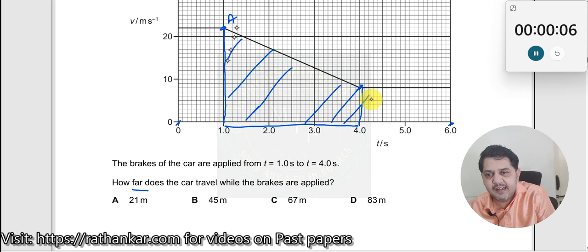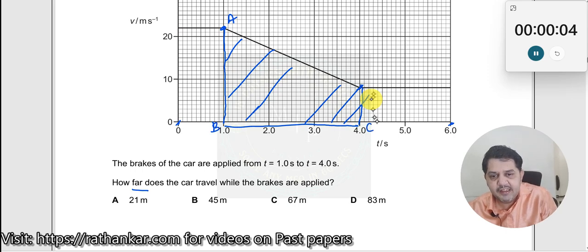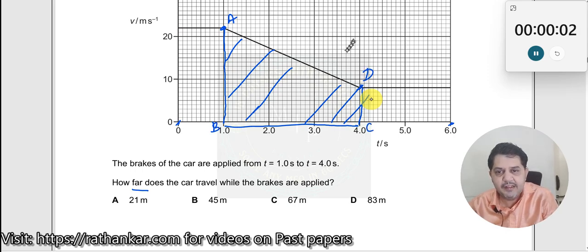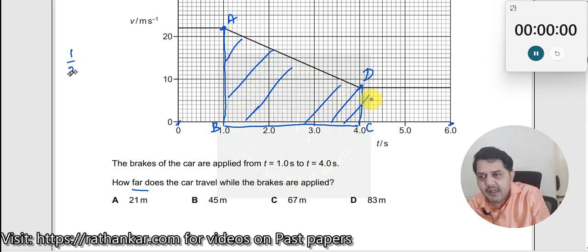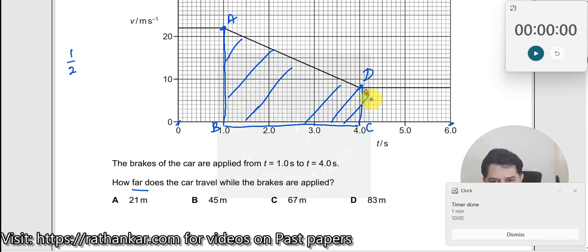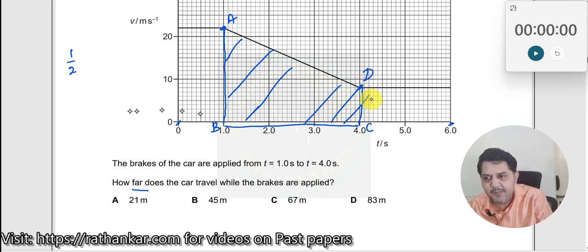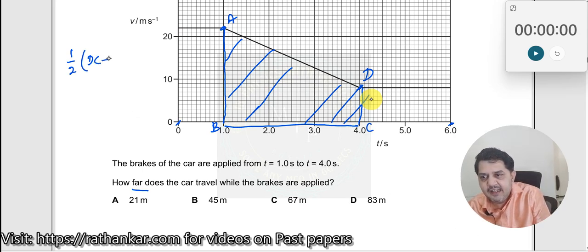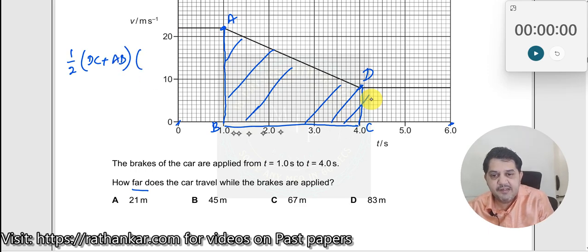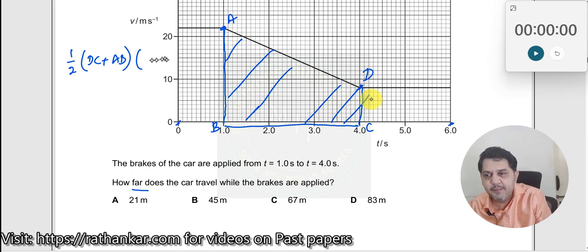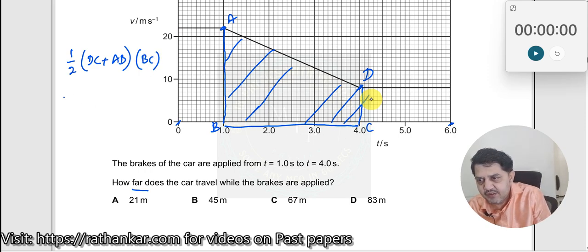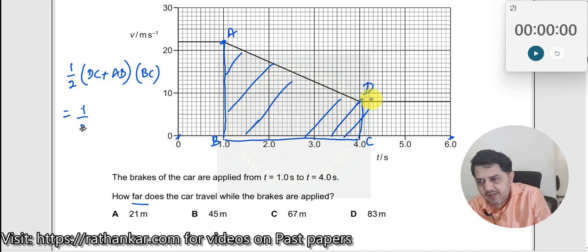Let me call this A, B, C, D. So how do I find the area of a trapezoid? It should be half into the sum of the parallel sides. See, DC is a parallel side, AB is my parallel side. So I'll write DC plus AB, the sum of the parallel sides, multiplied by the distance between the two parallel sides. What is the distance between them? BC.